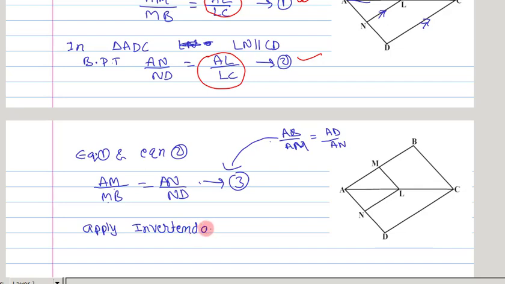Sir, what is invertendo? It means if A is to B is equal to C is to D. Here the two ratios I wrote in terms of fractions. So these two ratios are equal, which means they are in proportion. A, B, C, D are said to be in proportion. For this proportion, invertendo means B by A is equal to D by C. That means apply reciprocals to both sides of the equation.